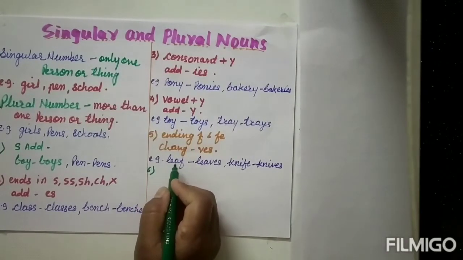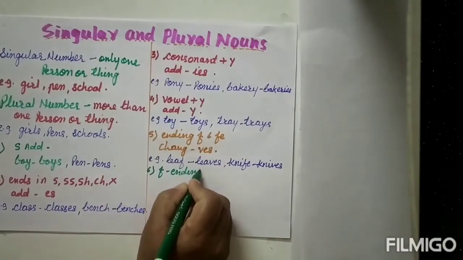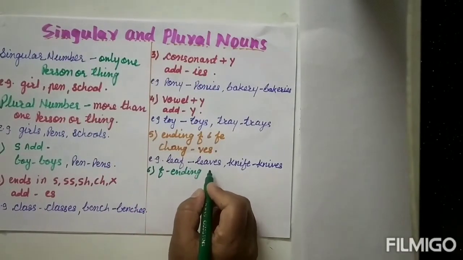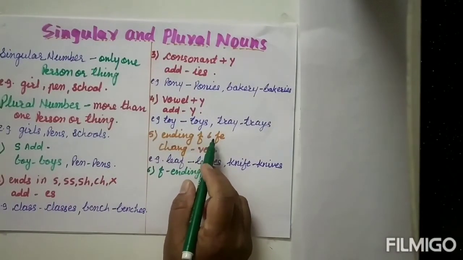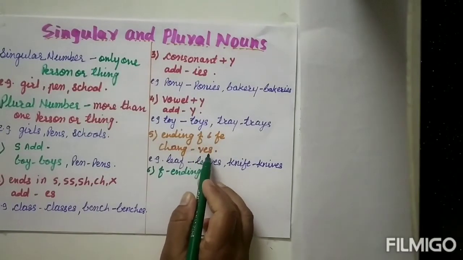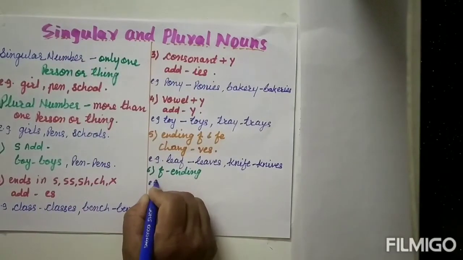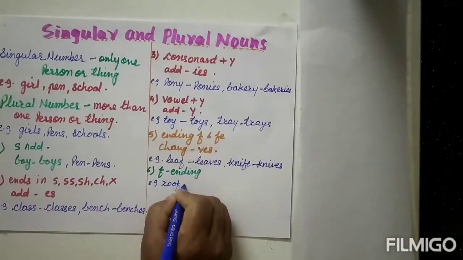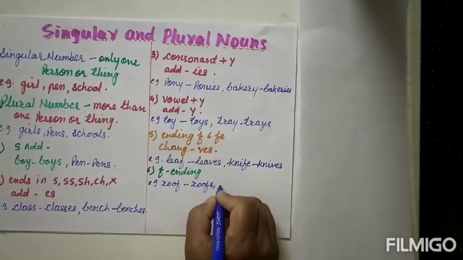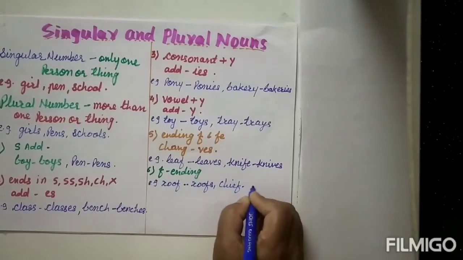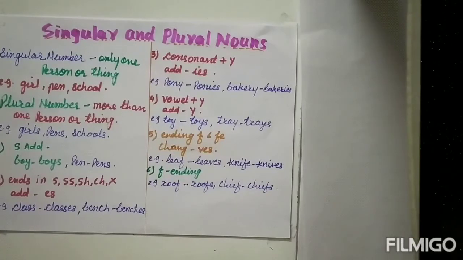Now the 6th rule. However, some nouns ending in F form their plural in the normal way. Sometimes we do not need to change this F and FE by VES. Normal way we are going to write. For example, roof, normal way, just add S, roofs. Chief, chiefs. Okay.